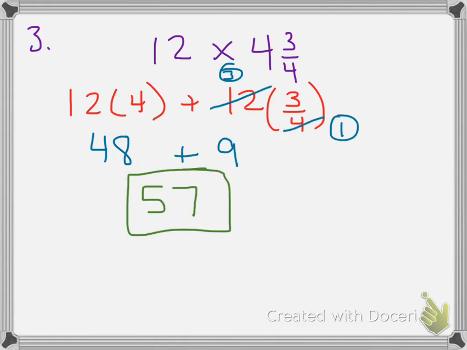And when we multiply 12 times 3/4, we can cross simplify, as you see here. We've divided out the 4, so we get 3 on top and 1 on the bottom. And then we get 48 there, and 3 times the 3 that's still left as the numerator makes 9. And then we're going to combine that 48 plus 9 to make 57.